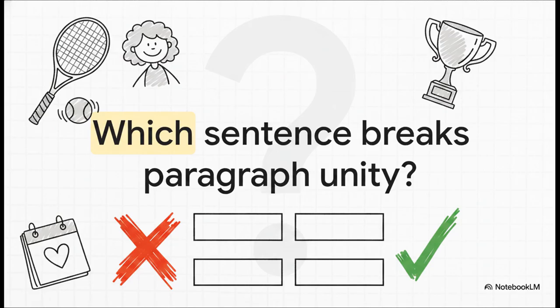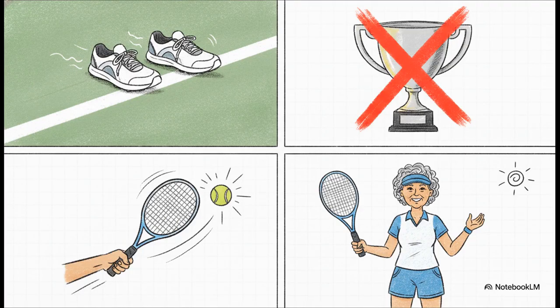Imagine our main topic is that playing tennis keeps a mother fit. I'm going to read you 4 sentences, and I want you to put on your editor's hat for a second. Which one of these sentences totally breaks our golden rule of paragraph unity? Here are our 4 options.